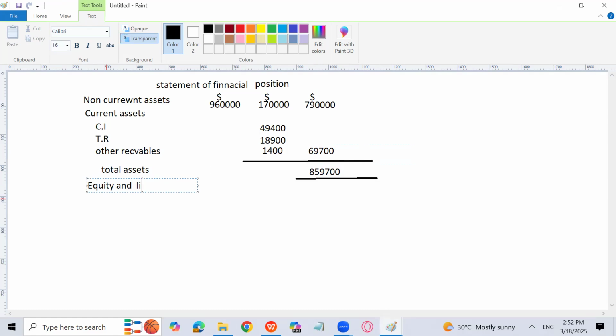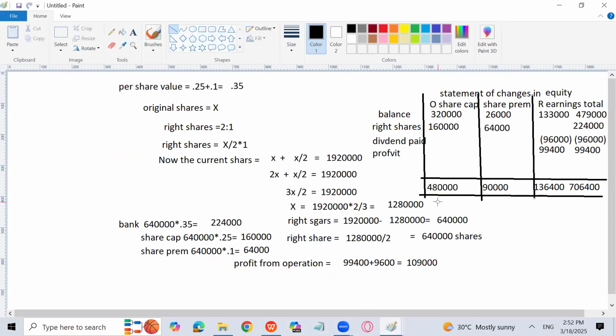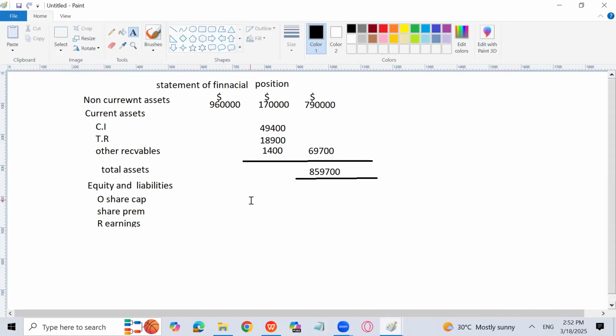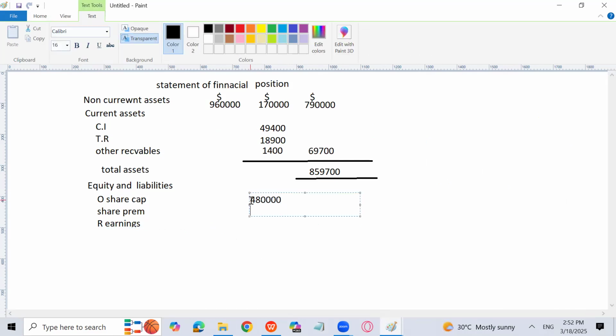Always remember that if you know how to prepare the statement of changes in equity and you have prepared that, then the equity section will become very, very easy, because you just need to write the same amounts. Ordinary share capital, then you will write the share premium, then you will write revaluation reserves, if any, and you will write general reserve, and then you will go for the retained earnings. So we have already calculated that: 4,80,000, 90,000, and 136,400. So what is the total?